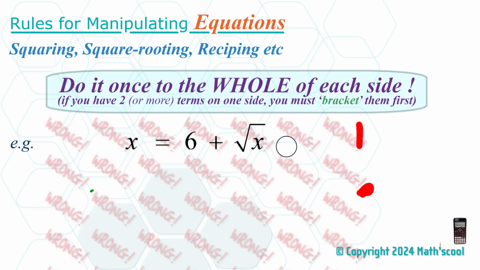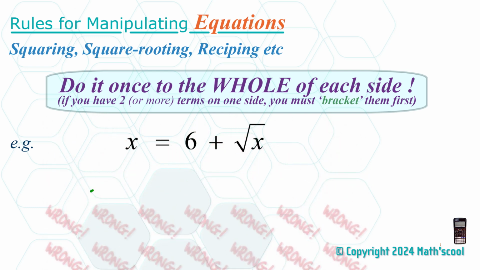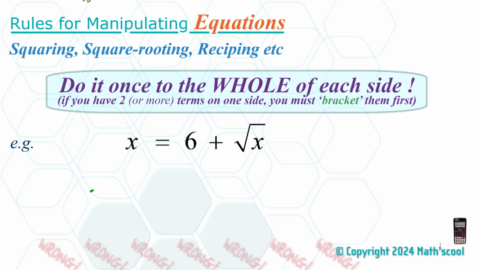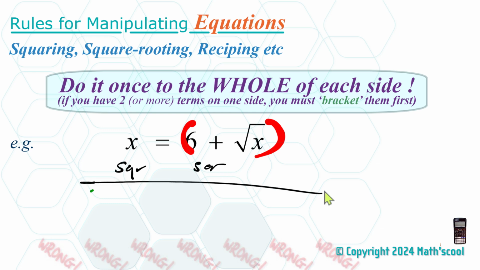Okay, so what can we do here? Well, we can do the same thing as before. We can bracket these terms and then square it. The problem with that is we'll end up with x squared equals 6 plus root x all squared, which isn't great because the root hasn't even disappeared. Why were we squaring it? We're trying to get rid of the root.